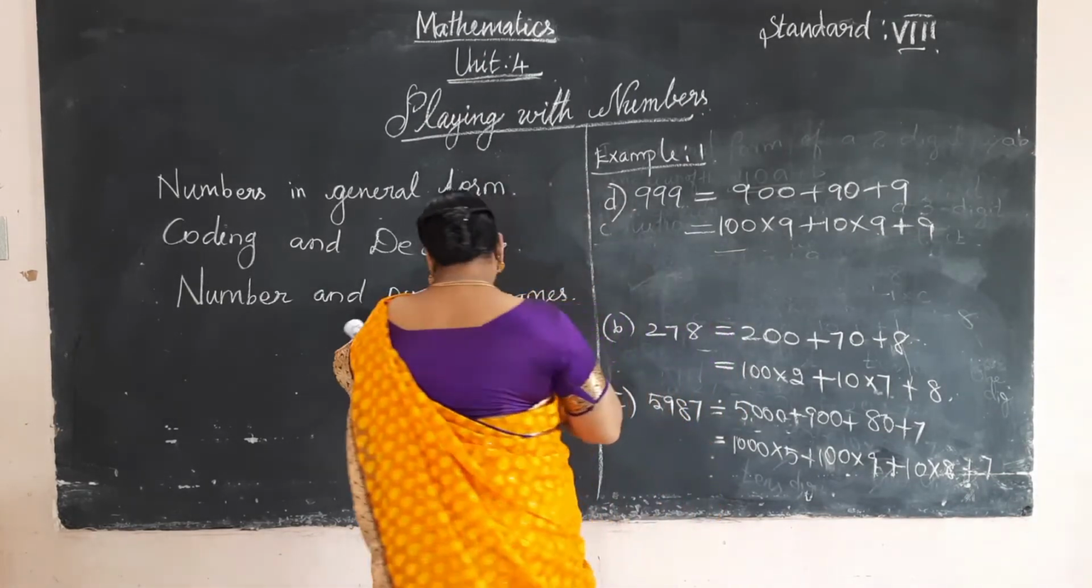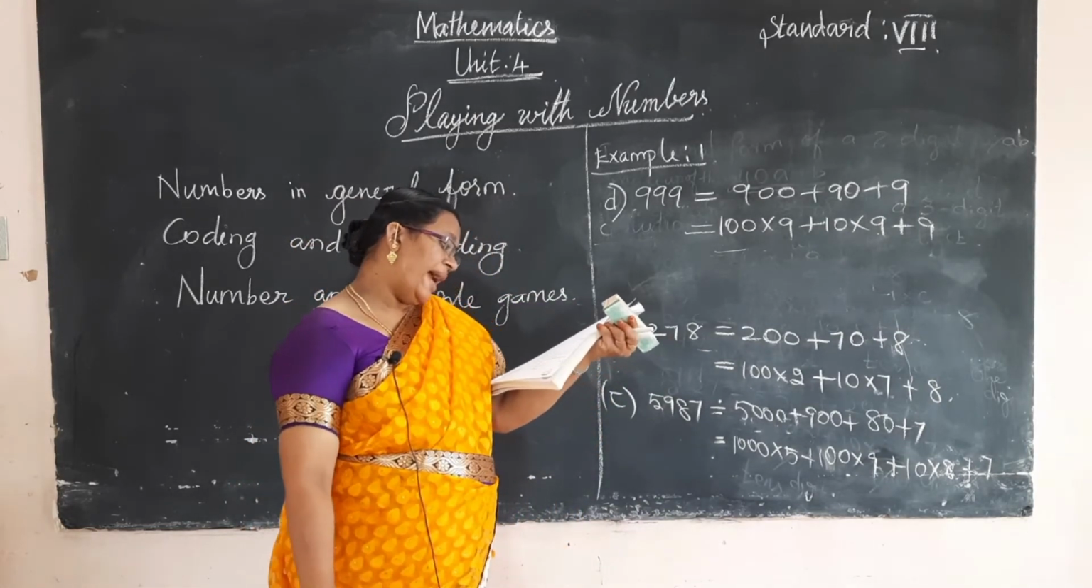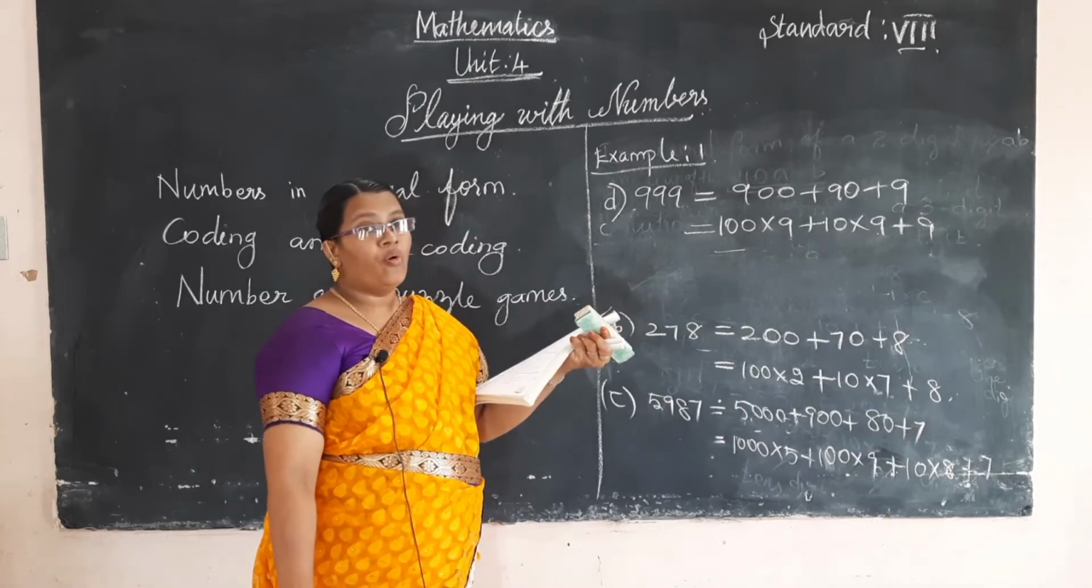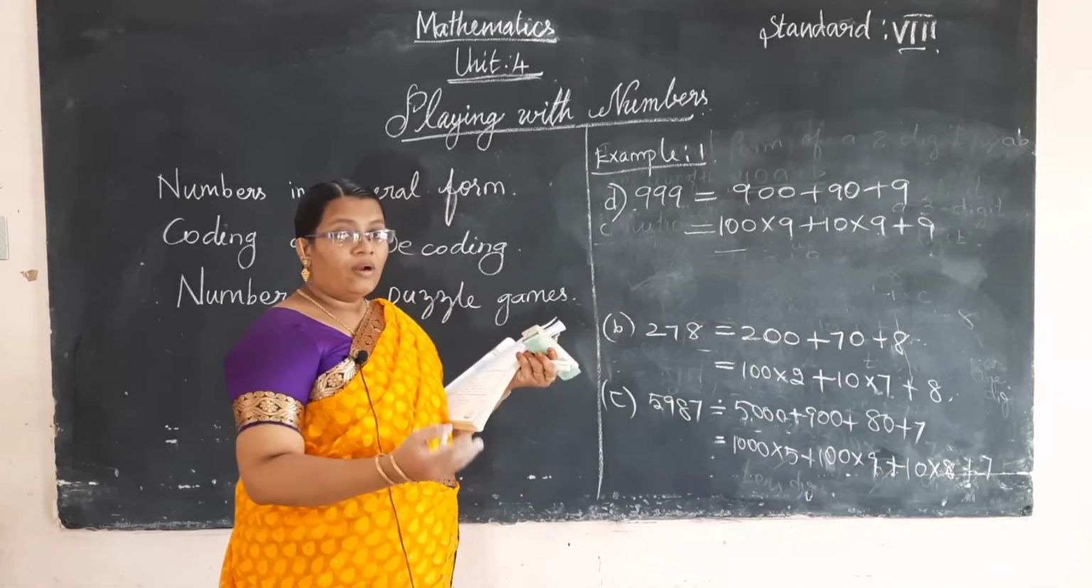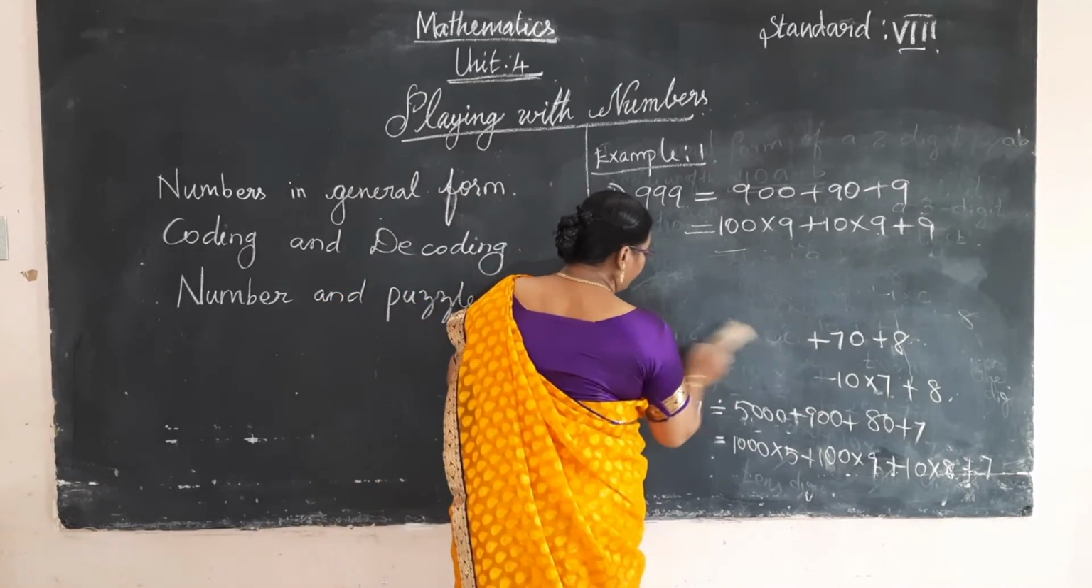Now see example 2. This was example 1. Now what is example 2? Write the following in the usual form. The expanded form is given, and you will write it in the usual form, the general form.